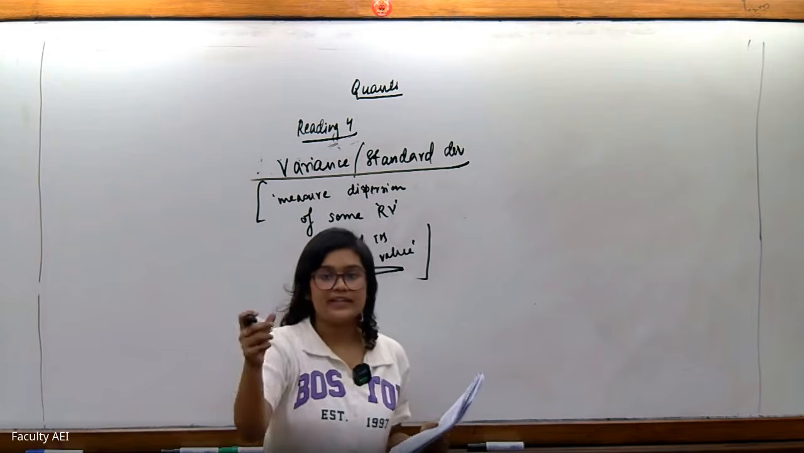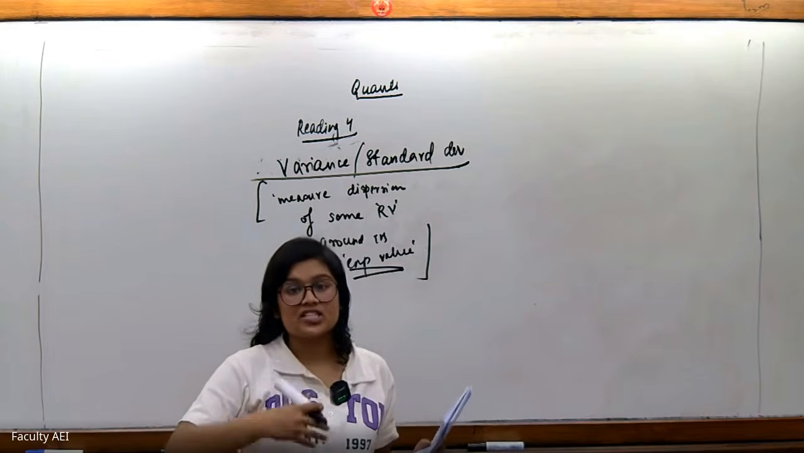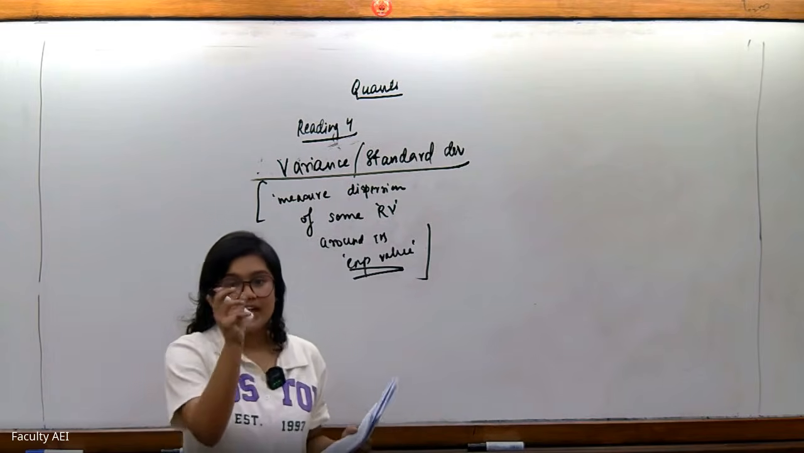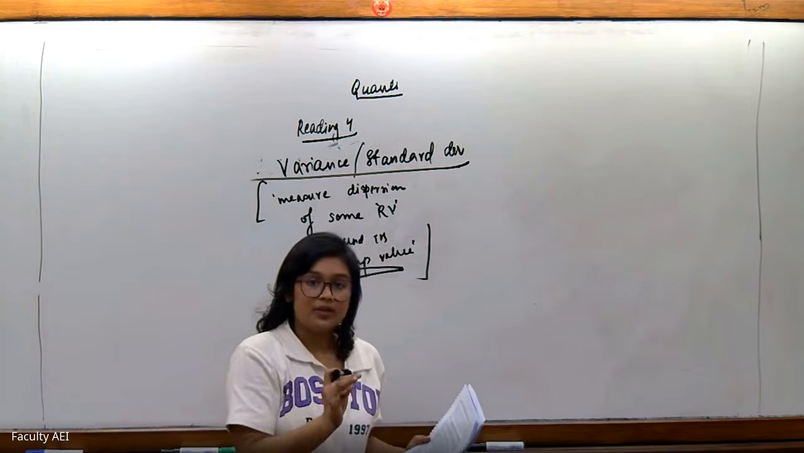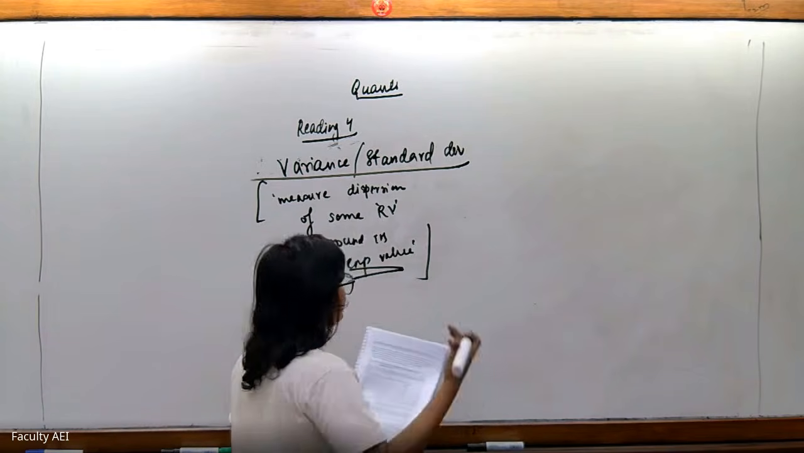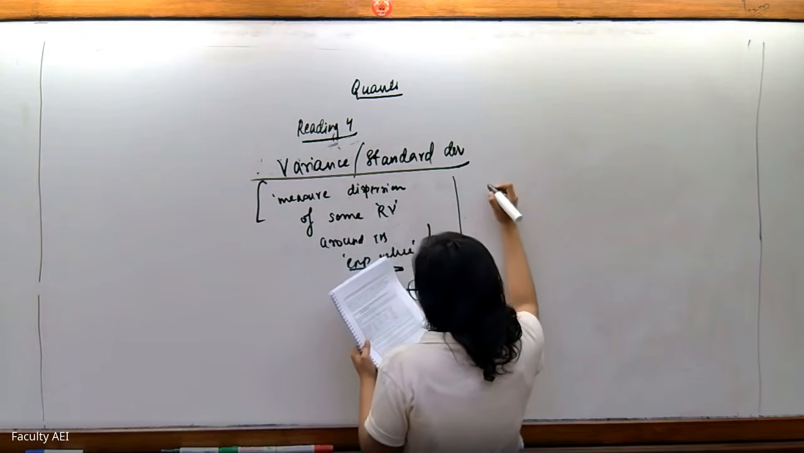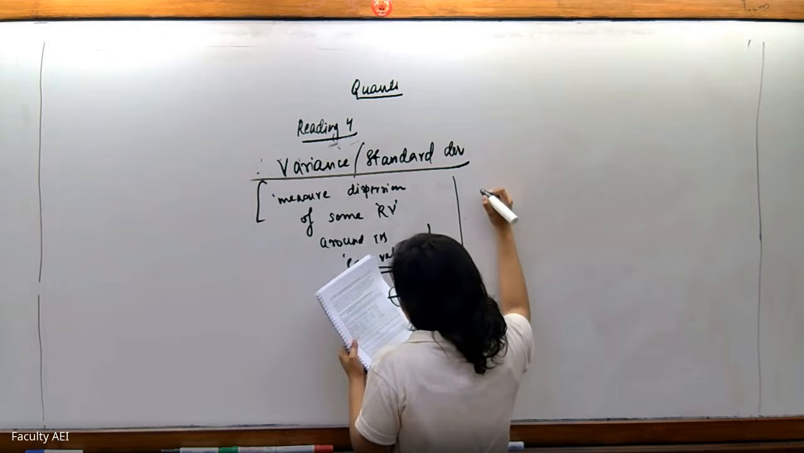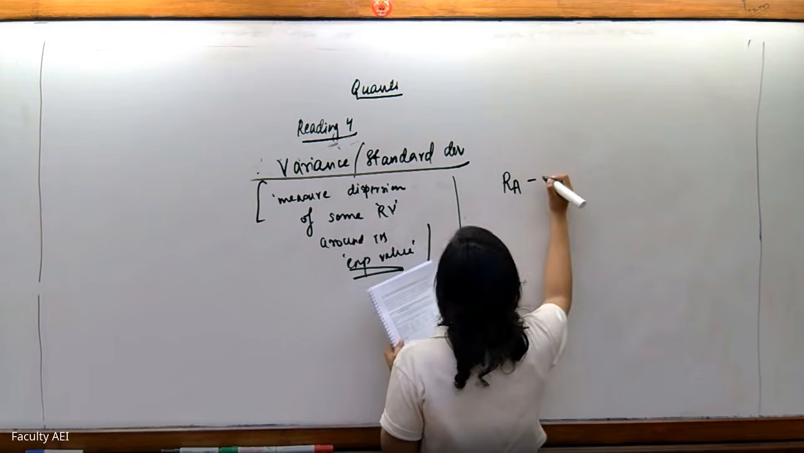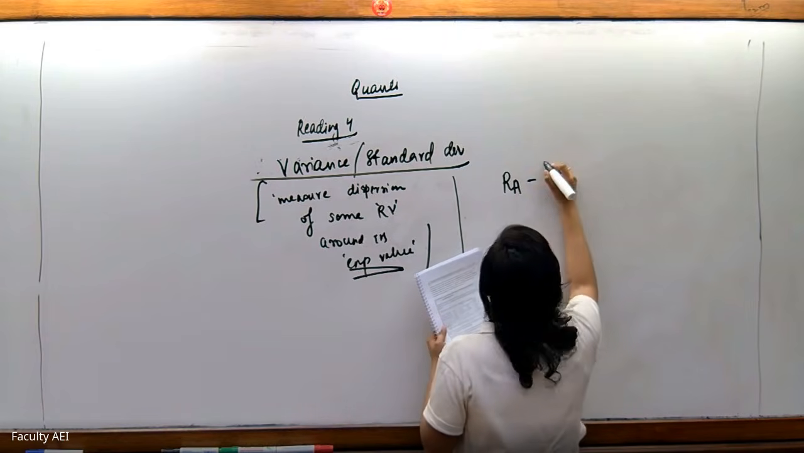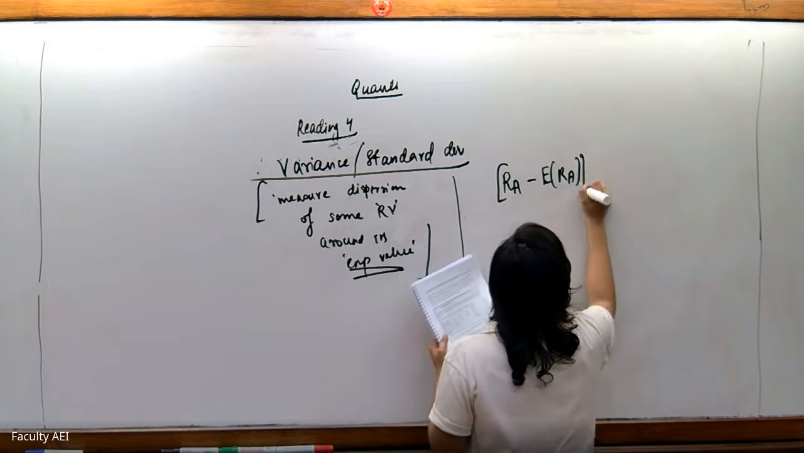In mean, why do we divide by the overall number of values? Because we assume that the probability that each value will occur is the same. So that is basically 1 by the number of values you have. If you have 5 values, then 1 by 5. So variance and standard deviation. What is the formula for variance and standard deviation? It is R_A minus expected R_A, whole square.